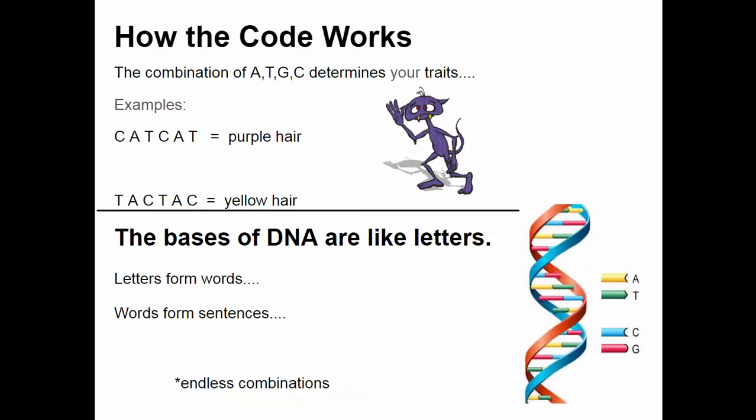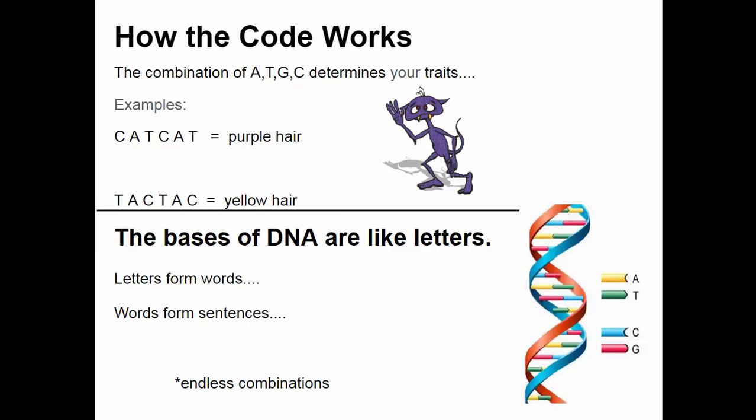The way that the code works is the letters, A's, T's, G's, and C's, are codes that give us our traits. For example, maybe CAT is a code for purple hair in this creature, whereas a different code, TAC, would be a code for a different characteristic, yellow hair.